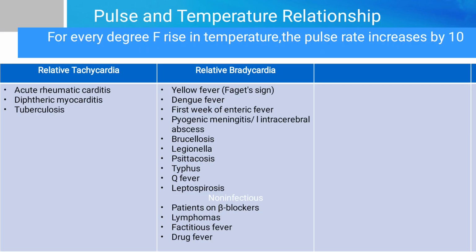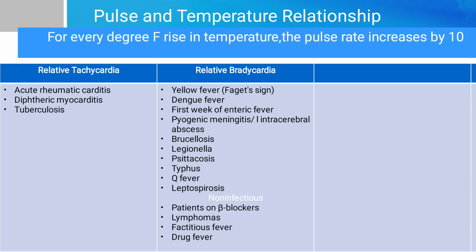How are the pulse and temperature related? It has been seen that for every 1 degree Fahrenheit rise in temperature, the pulse rate increases by 10. Relative tachycardia is a condition when the rise in 1 degree temperature raises the pulse by more than 10. Relative tachycardia is seen in patients with acute rheumatic carditis, diphtheritic myocarditis, and tuberculosis.